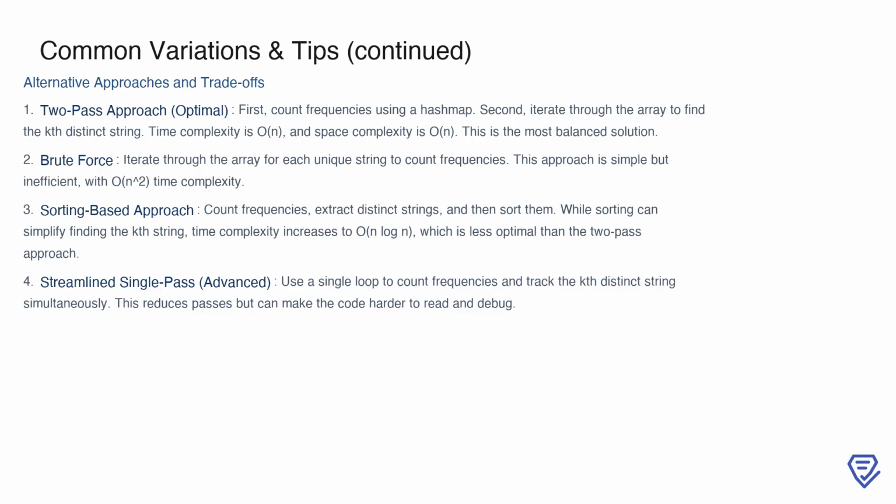Another alternative is the sorting-based approach. After counting frequencies and extracting distinct strings, you sort them. While sorting simplifies the process of locating the kth string, the time complexity increases to O(n log n), making it less optimal than the two-pass method. For advanced users, there's the streamlined single-pass approach, which counts frequencies and tracks the kth distinct string in a single loop. While this method reduces the number of passes, it can make the code harder to read and debug. Choosing the right approach depends on the trade-offs you're willing to make between simplicity, efficiency, and maintainability.